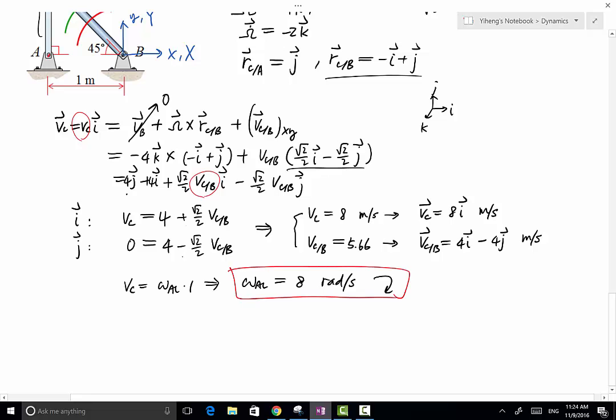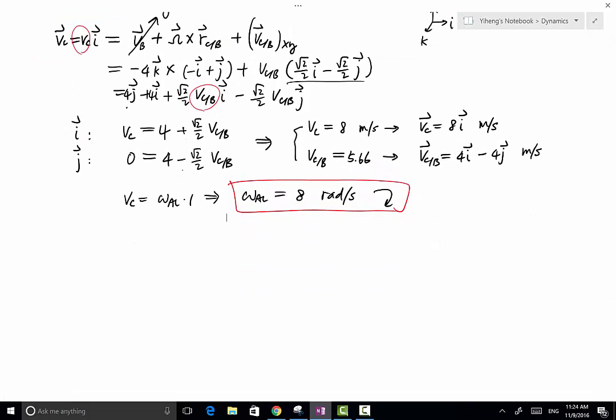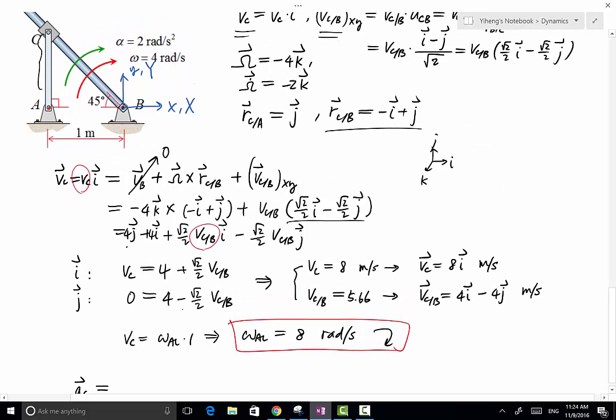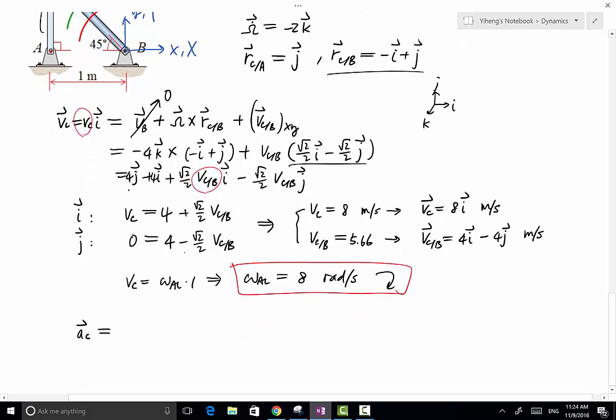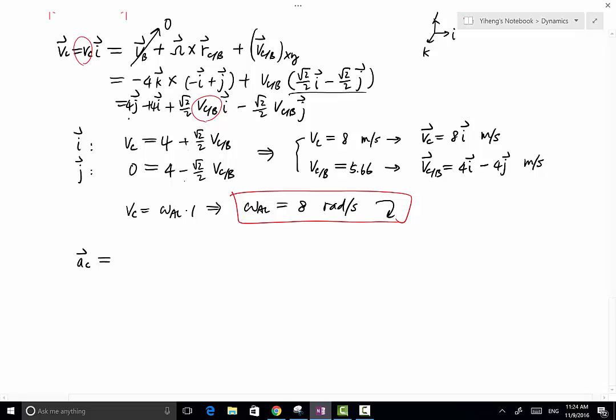Now we move on to the second half, to determine alpha AC, the angular acceleration of the rod. For that, we're going to use the acceleration equation, again for relative motion analysis using the rotating coordinate system. So the acceleration of C actually can be determined from rigid body AC first. The acceleration of point C can be determined by recognizing that point C belongs to the rigid body AC. Therefore, it will have two components.